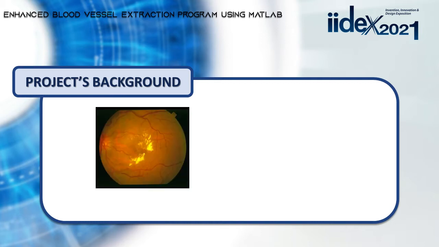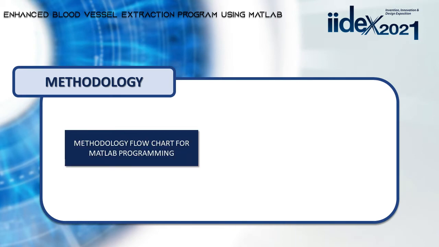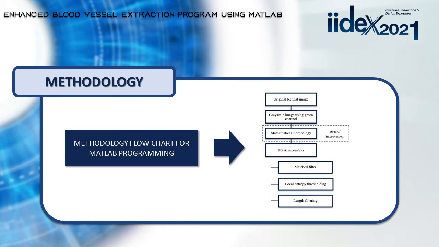The figure shows an example of a retinal image retrieved from the STARE database. And this is the final result of the blood vessels extracted from the retinal image using our program. The figure shows the methodology flowchart of the project, which identifies the area that will be enhanced. The mathematical morphology is the crucial part of the whole extraction program. This will determine how the retinal image could be transformed into blood vessels before proceeding to further image construction along the way to the final output presentation.